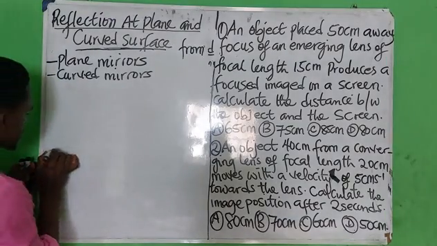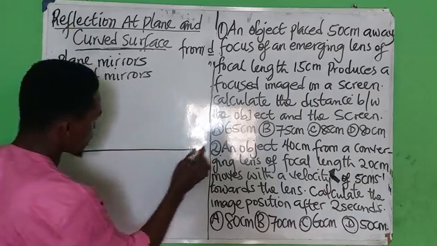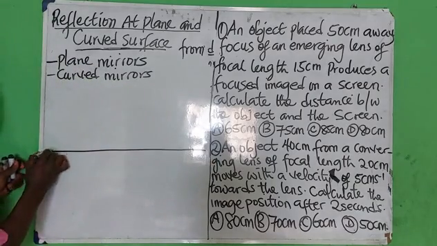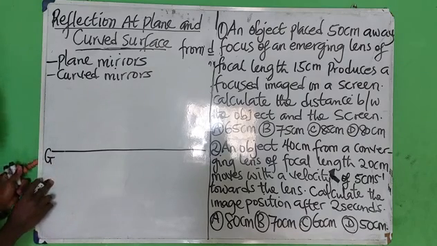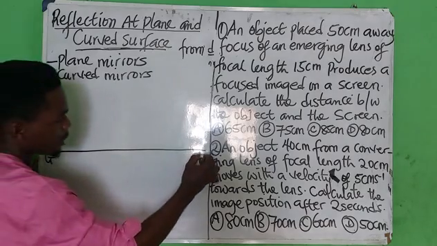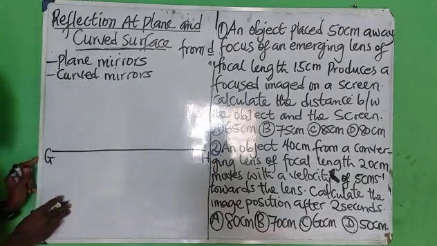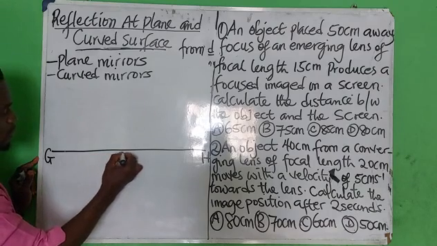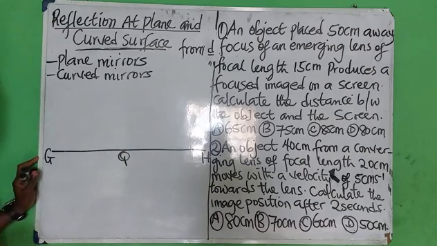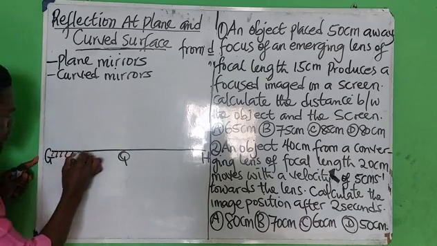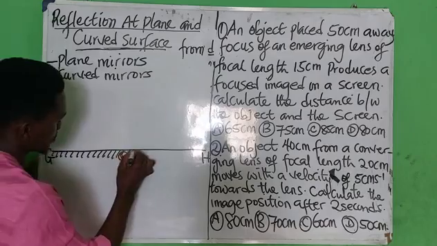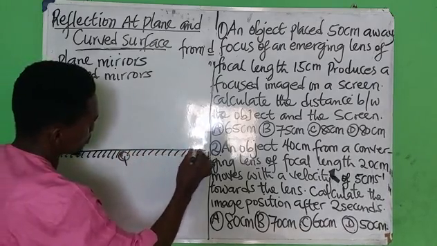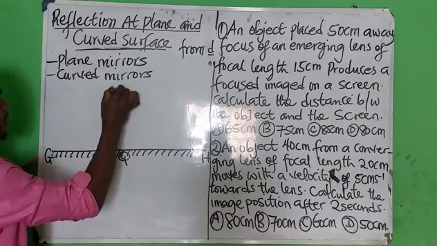Let's give it a try. If I have here point G, and I have here point H, and I have the middle to be Q. Of course, it's coated. And somewhere here I have an object.